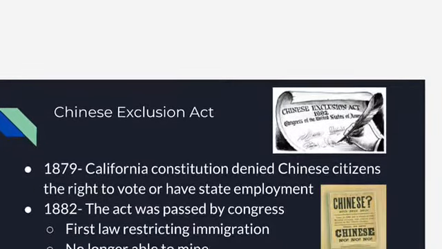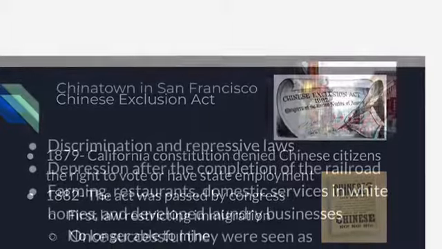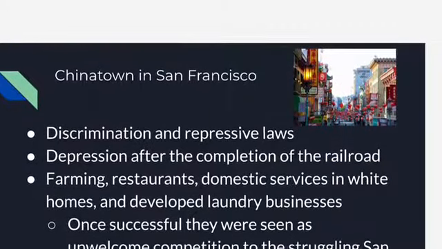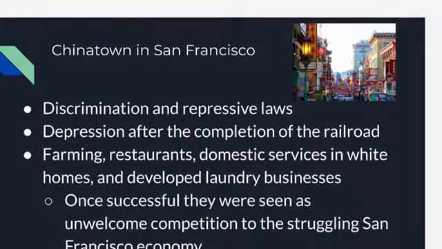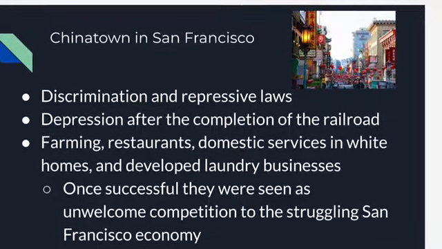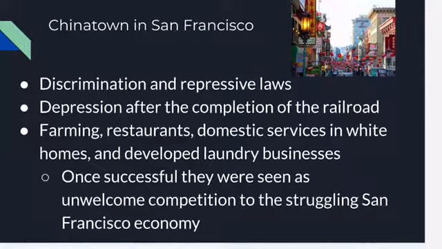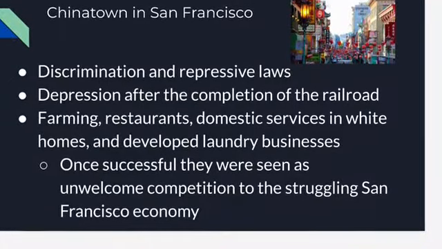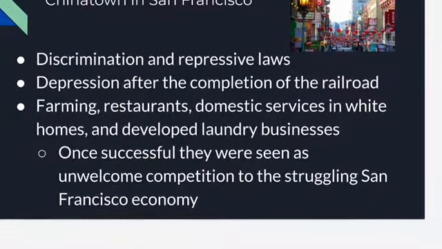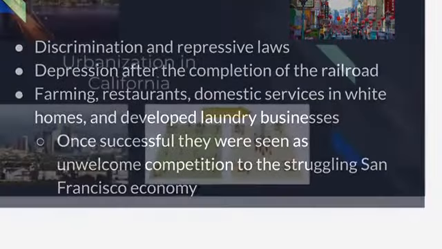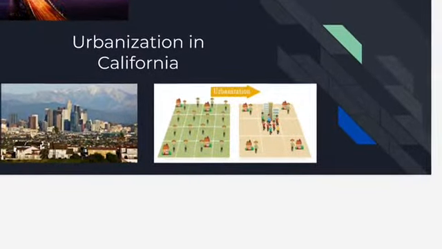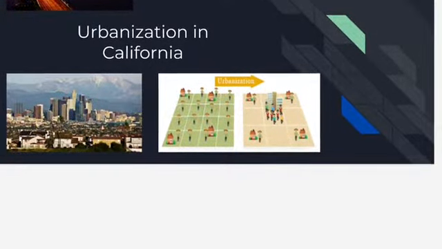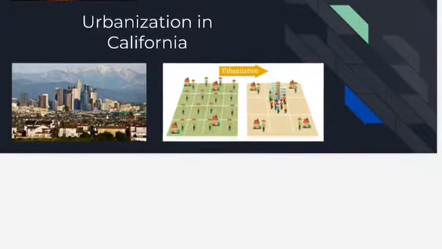Railroad in 1861. Out of those who moved to the United States, most were men and less than 5% were women. As of 1860, the population was 34,933 and 63,199 by 1870. A major act during this time was the Chinese Exclusion Act of 1882. However, prior to this in 1879, the California Constitution denied Chinese citizens the right to vote or have state employment.